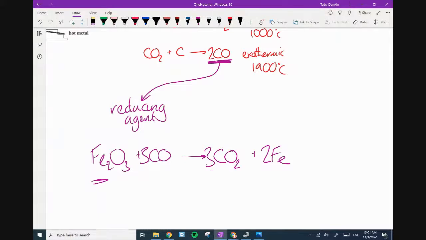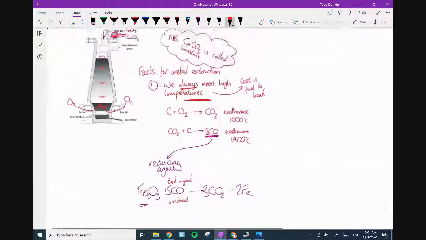Cool. And this is the reducing agent. It's also what's being oxidized. Yeah, this is the reducing agent and is also being oxidized. Yeah. So it's just nice to explain what's going on. And that's all you need to know.